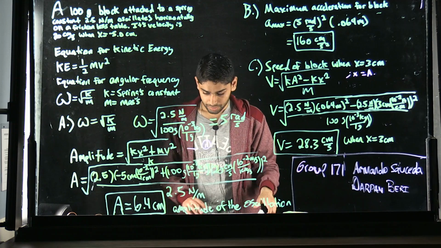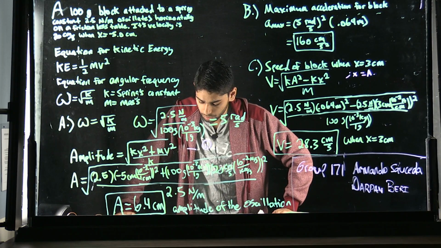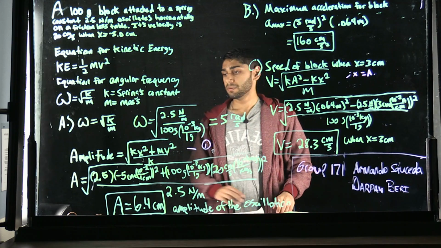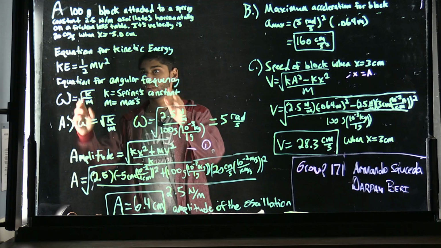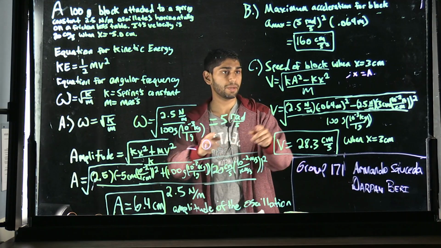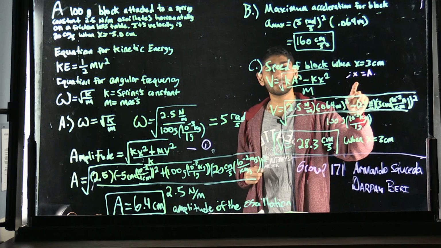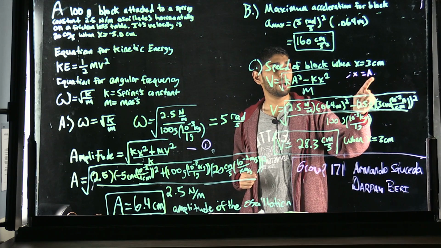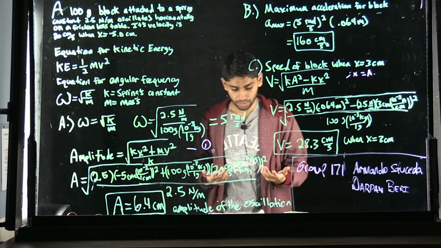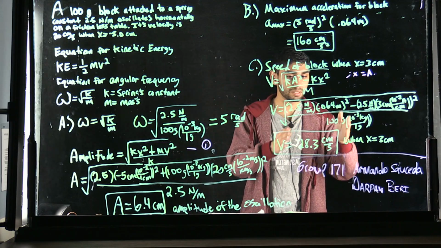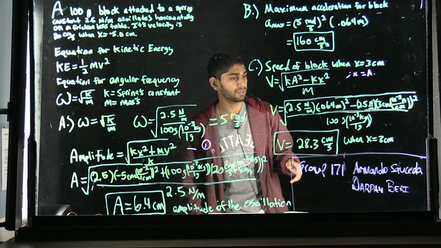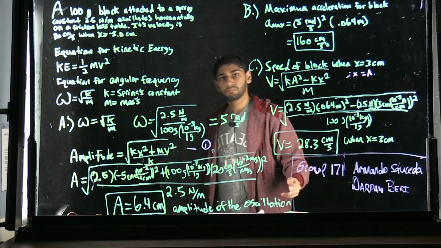The third part is, what is the speed of the block when x is 3 centimeters? Well, we used an equation to find this, right? So we can reuse this equation to find v, but the thing to note is over here our amplitude is x, so we just put that in right there. It makes it easier to understand. Put in the numbers and we get velocity is equal to 28.3 centimeters per second when x is equal to 3. That's pretty much it.